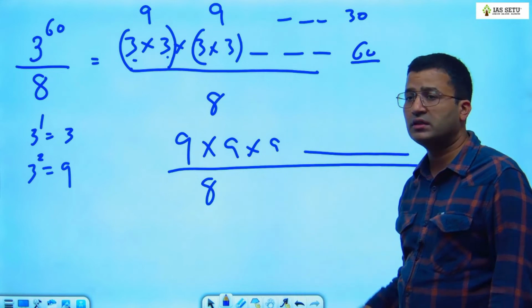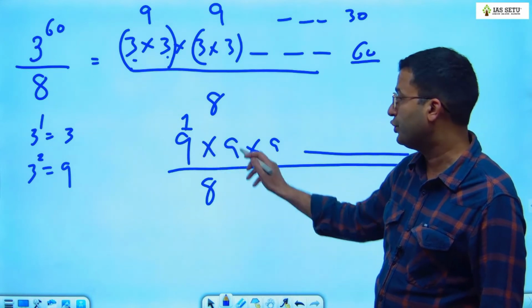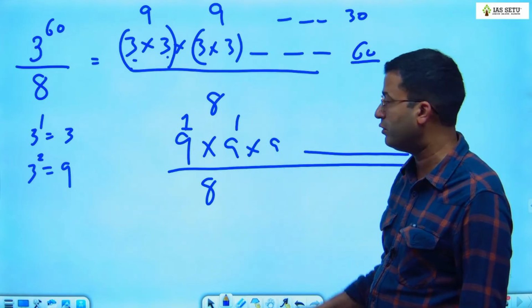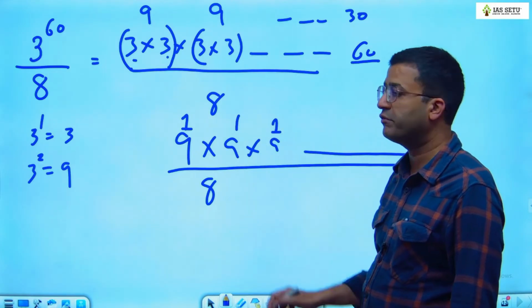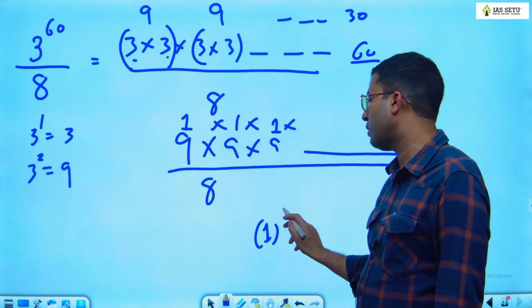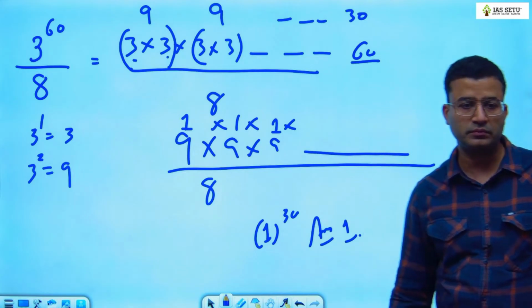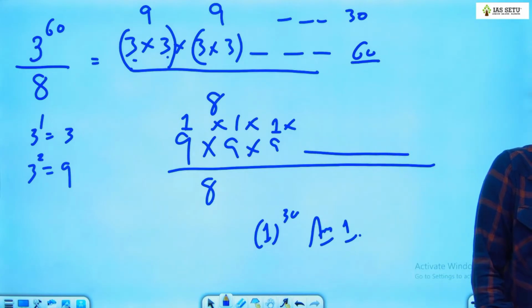It doesn't matter that it is 30 times. Every 9 with respect to 8 gives remainder 1. This 9 with respect to 8 gives remainder 1, and this one too. How many times do we have? 30 times. So 1 to the power 30. Our answer here is 1. So the answer 1 is coming.